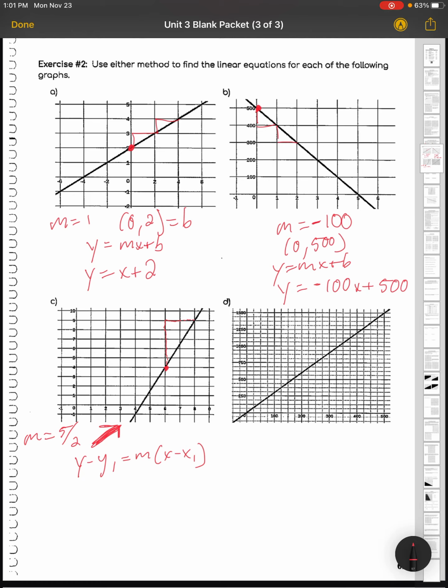Well, let's now pick any point on here to use. So we have the point (6, 4) here we could use. So that will be our x1, y1. So (6, 4). Let's plug that in. We have y minus y1, which is y minus 4, equals our slope, 5 over 2, times x minus x1. So this would be our equation of the line in point-slope form.